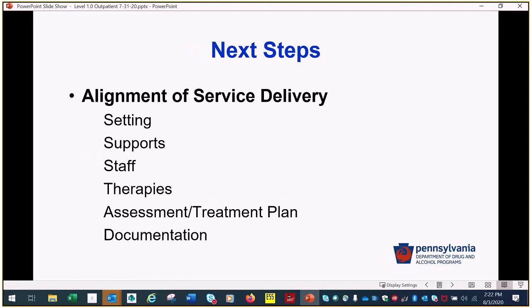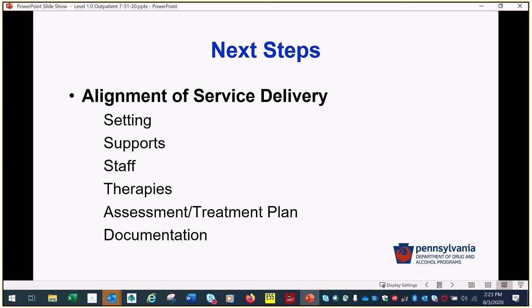DDAP has been working collaboratively with the Department of Human Services in effort to support service providers and payers in aligning with the delivery of services as described in the ASAM criteria. The alignment focuses on setting, supports, staff, therapies, assessment and treatment planning, and documentation. Providers should begin working towards alignment in the various areas identified in each document and this presentation immediately, but incrementally, as needed to appropriately address each item.